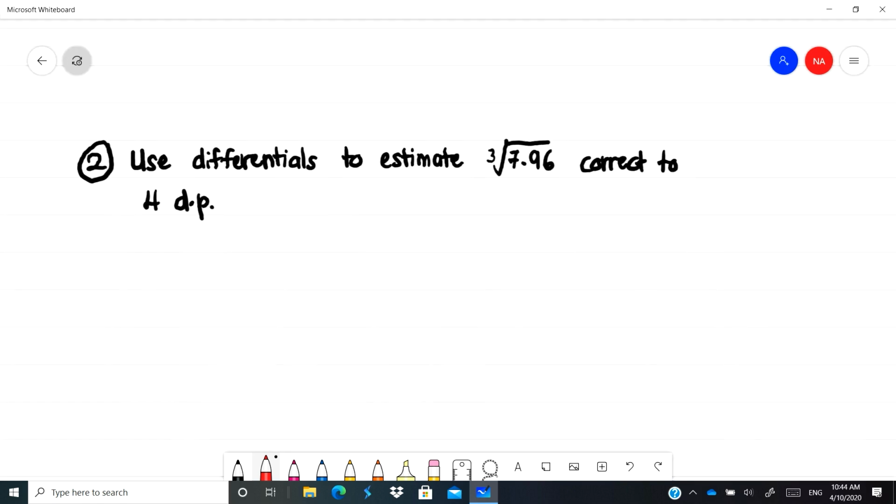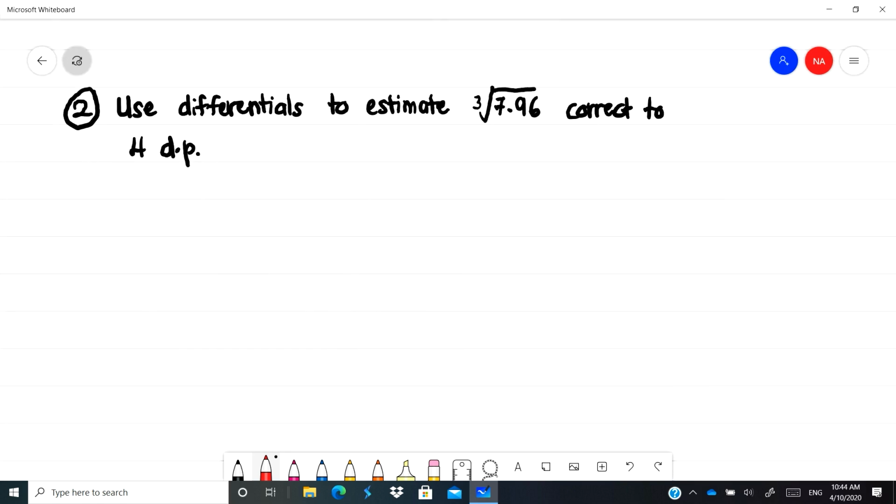Suppose we have this. The question asks us to use differentials to estimate this value. If we press our calculator, the cube root of 7.96 gives 1.99666 and so on. And the number nearest to 7.96 that has a nice cube root is 8, since the cube root of 8 is 2.